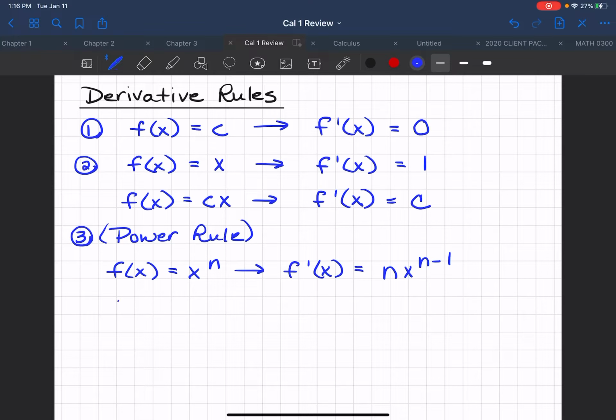Also, this goes right along with that, if you have a constant times your x to the n, that is just going to be that constant times the power rule of x to the n. So you're going to have n times x to the n minus 1. So that's your basic power rule.